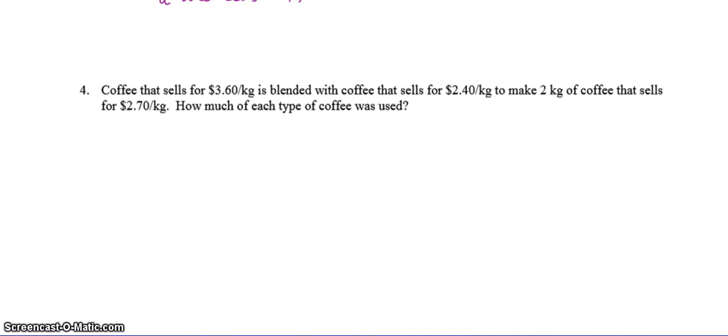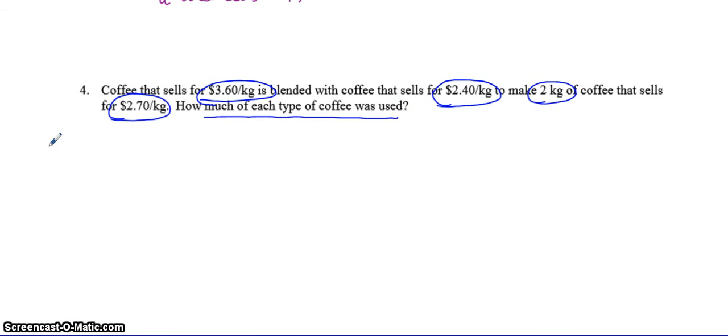Then you have your mixture questions. Coffee that sells for $3.60 per kilogram is blended with coffee that sells for $2.40 per kilogram to make 2 kilograms of coffee that sells for $2.70 per kilogram. How much of each type of coffee was used?